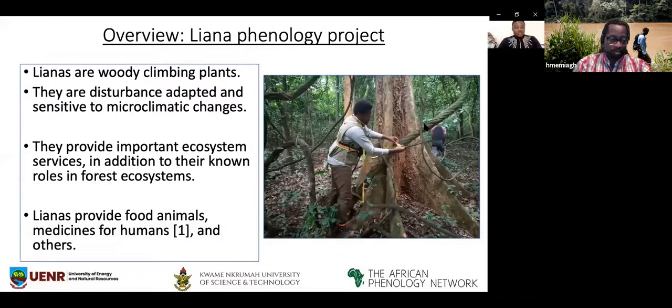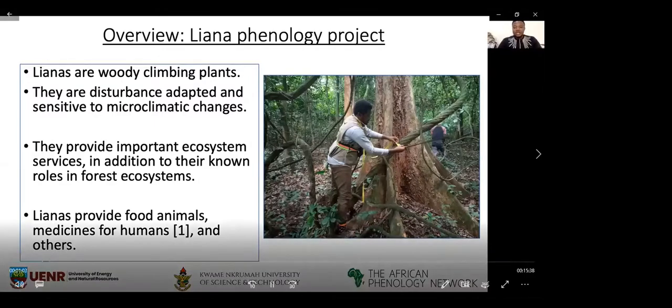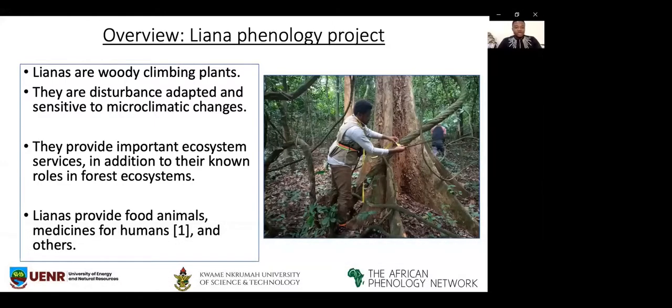They are known to be disturbance adapted and sensitive to microclimatic changes in tropical forest ecosystems where they are most common. Apart from their known function to negatively affect tree growth and population, they also provide important ecosystem services which employ the use of their leaves and fruits, stem, bark, roots. An example here are the seeds of Griffonia simplicifolia, rich in the extract 5-hydroxytryptophan, an antidepressant, and this is in high demand in China and USA. A recent paper, Cunningham et al. 2021, raised concerns over the sustainable supply of these seeds.